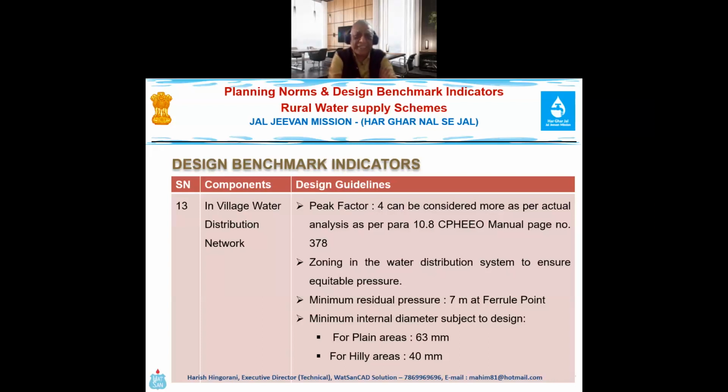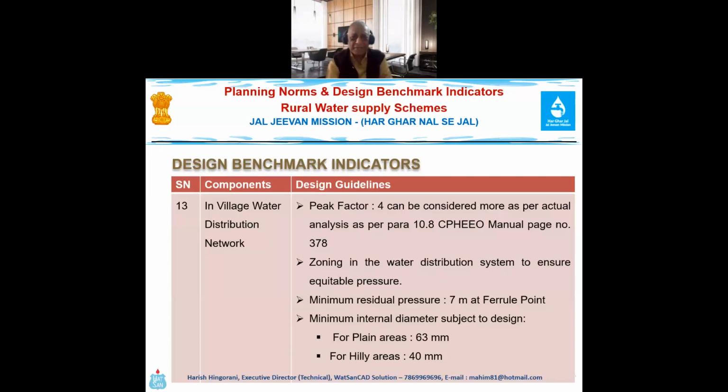Studies suggest that especially in hilly terrain areas, this is a problem. Supply is not equitable due to non-equitable pressure with higher hydraulic gradients, and tanks are placed at the far end or at higher altitudes. So this is the most important thing while planning the water supply distribution as well as the conveyance system through PNET. Again, minimal residual pressure is defined as 7 meters.